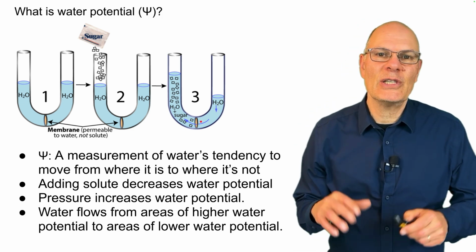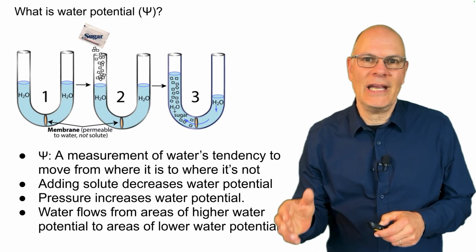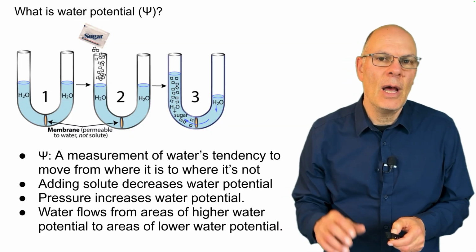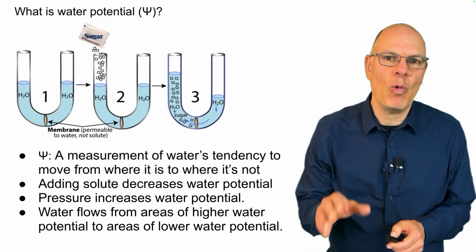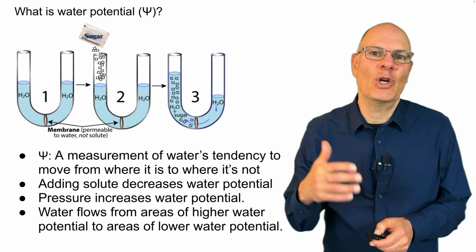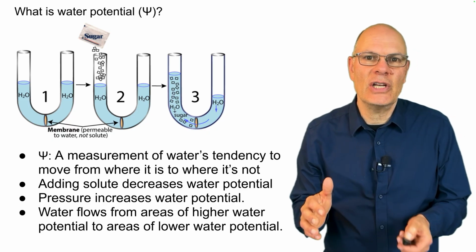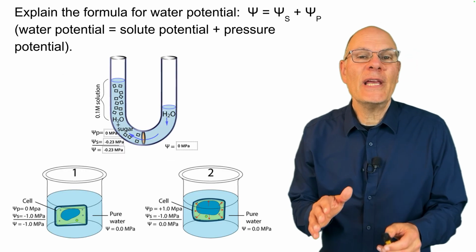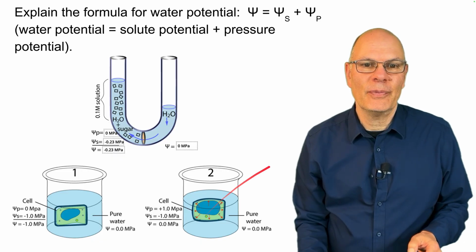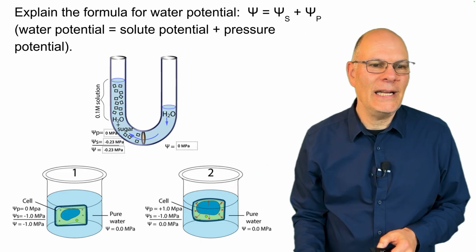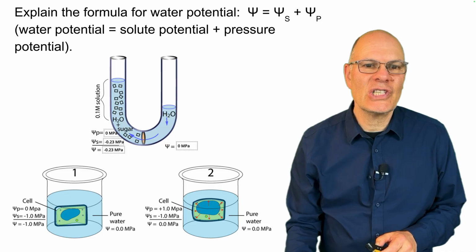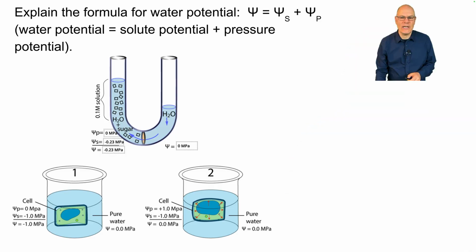Could you have explained this entire thing with just hypotonic and hypertonic? Well, I just did, but you'll see that water potential is more quantitative, and it allows for other factors to be included, such as pressure. Explain the formula for water potential. Here it is over here. In plain English, it's water potential equals solute potential plus pressure potential.